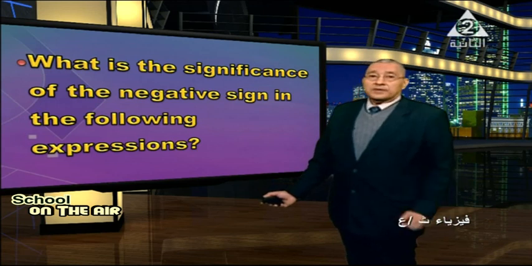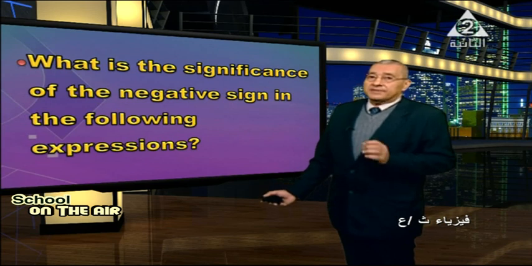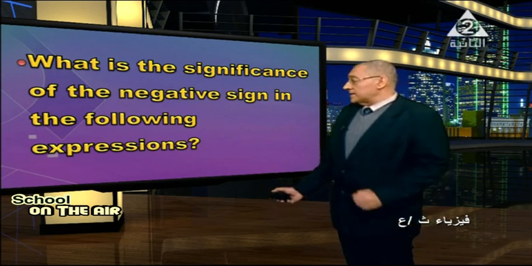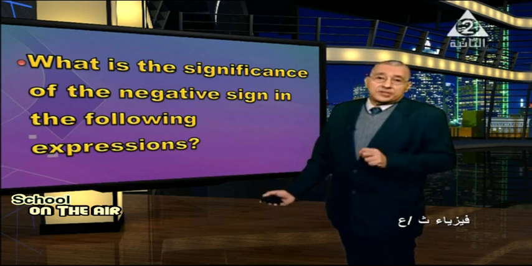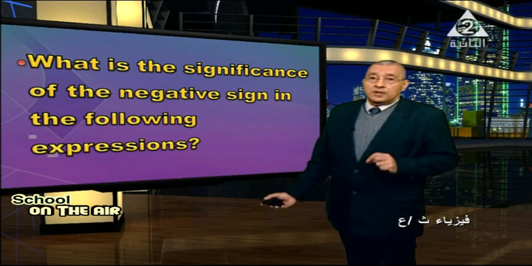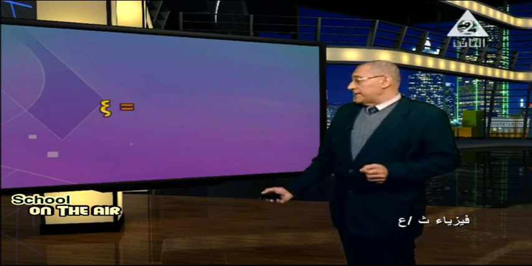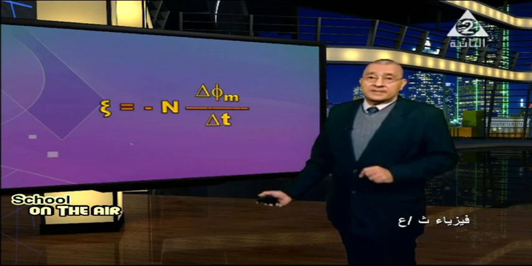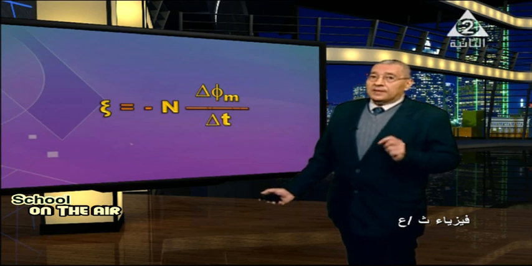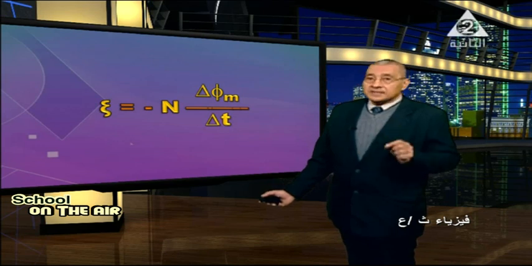We've got another type of question. I think you'll find it interesting and so easy for you. What is the significance of the negative sign in the following expression? We want to know the meaning of the negative sign. EMF equals negative N delta phi magnetic over delta t.